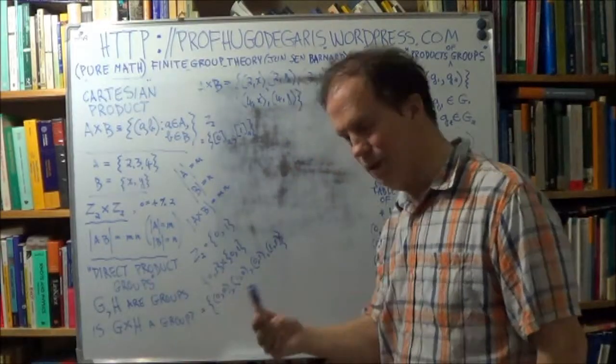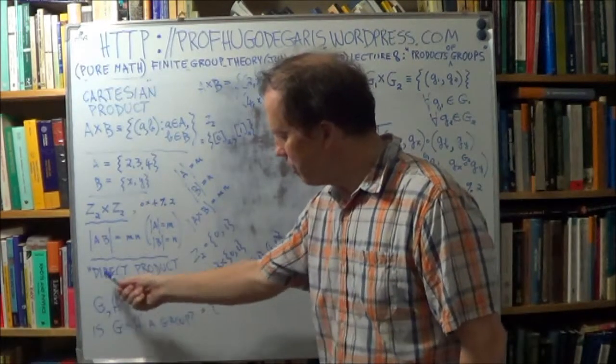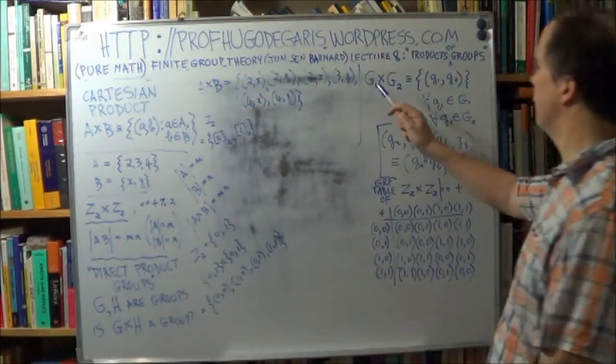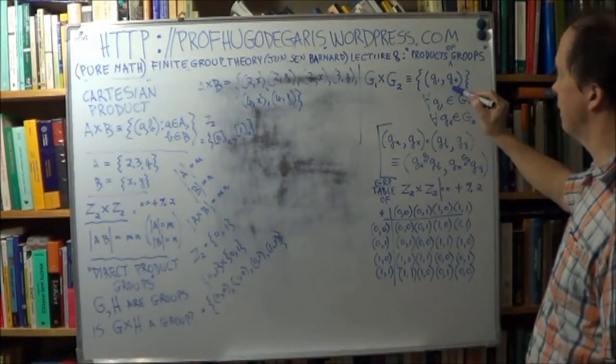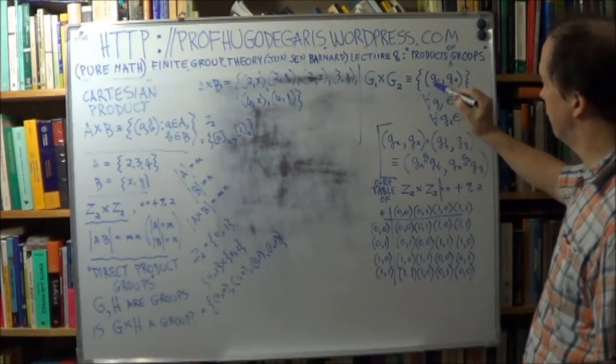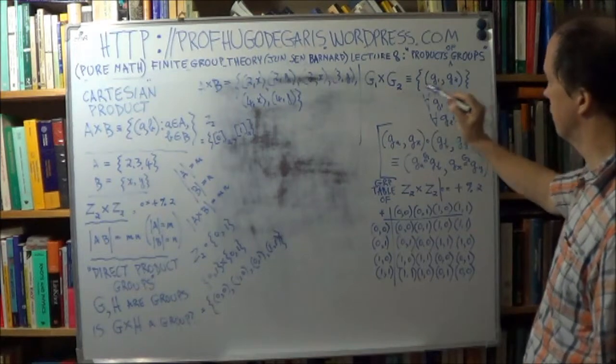You know, if we can show that it is a group, of course. Okay, so we talk about a direct product group. Here we have all ordered pairs where this element belongs to G1 and this element belongs to G2.